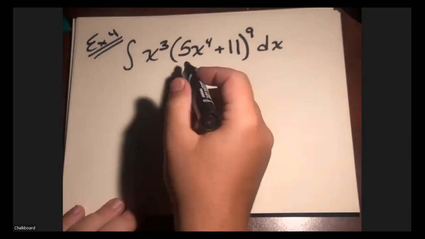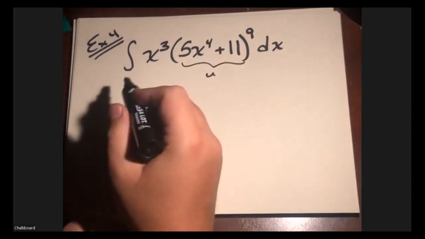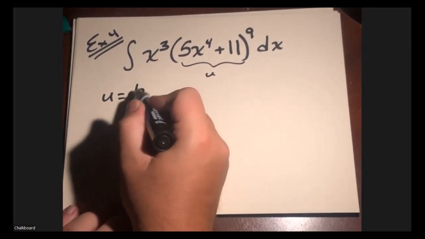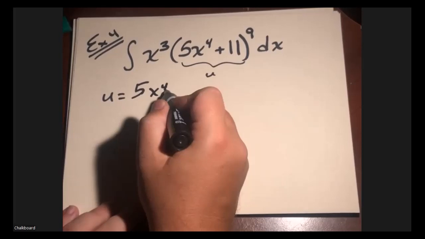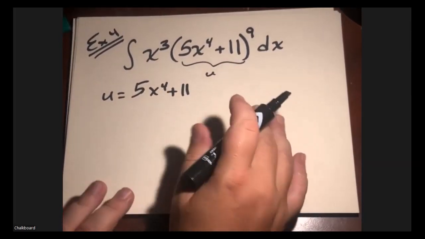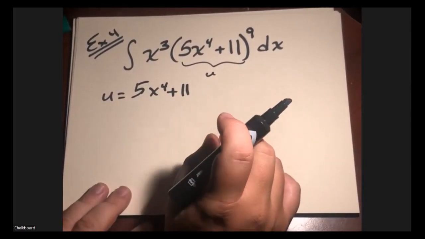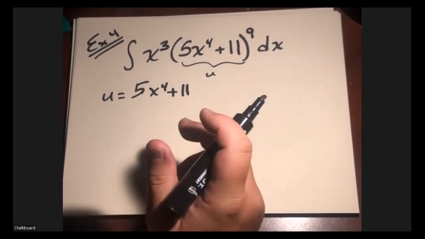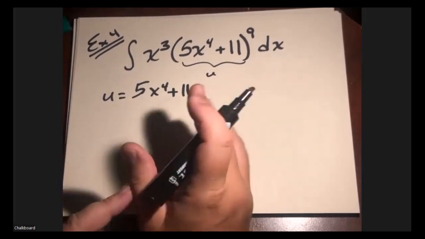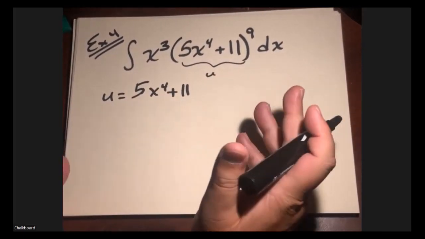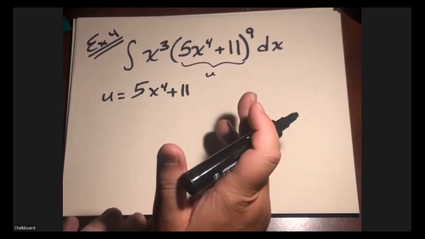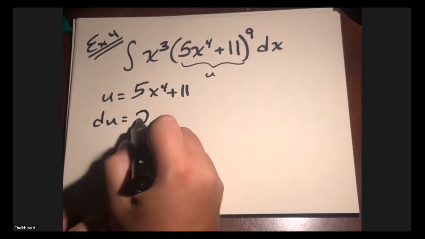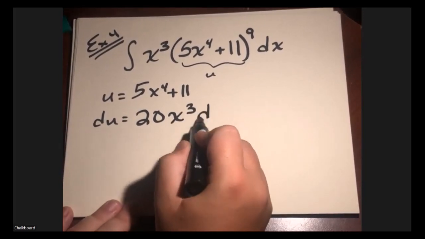For example, I'm going to make u equal 5x to the 4th plus 11. By the way, a mention here, guys, not to the 9th power, just the expression, because the 9th power has to stay there when I have u to the something. It's going to be u to that 9. So I'm not putting 9 here. That's a very common mistake. Don't put the 9 there. But if you do that, then du is going to be 20x cubed dx.